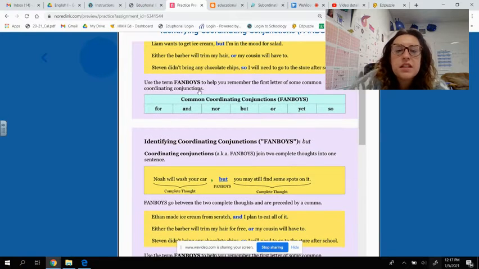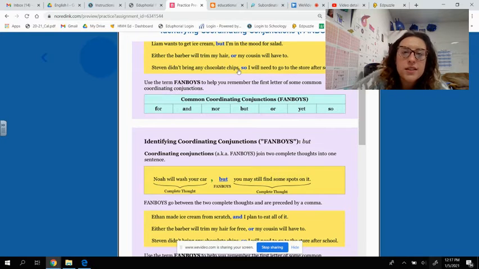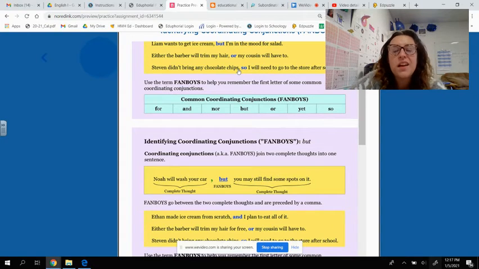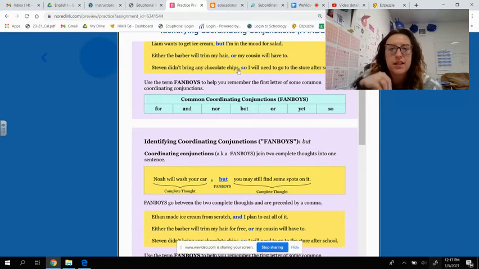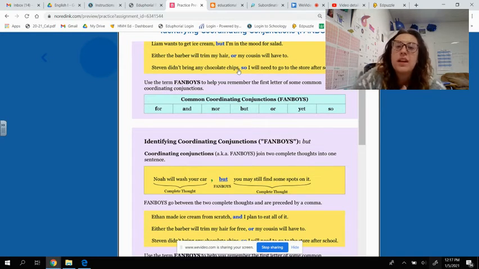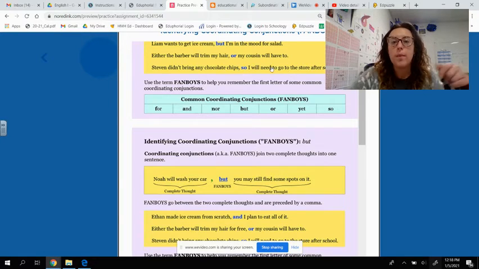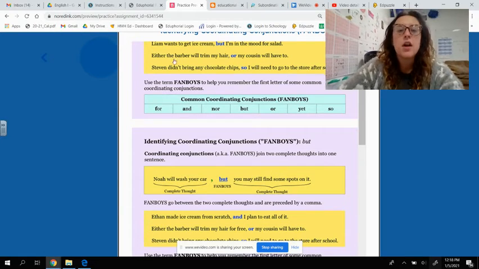Sometimes it sounds better. Steven didn't bring any chocolate chips. I will need to go to the store after school. We are making cookies tonight. We are going to watch a movie. It sounds bad when you have simple sentence after simple sentence after simple sentence like that. So sometimes we need to add in other words to make our sentences better. So like the sentence I just said, I added in so, right? I had some compounds, I had some complex sentences in there.